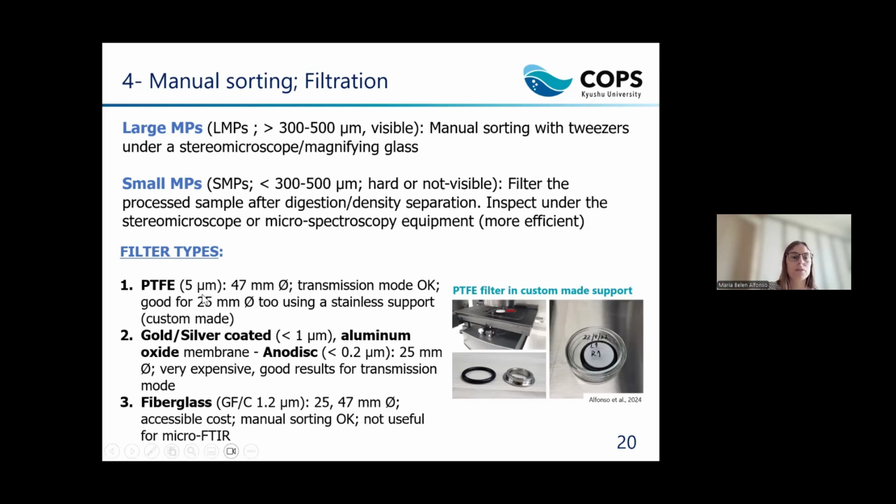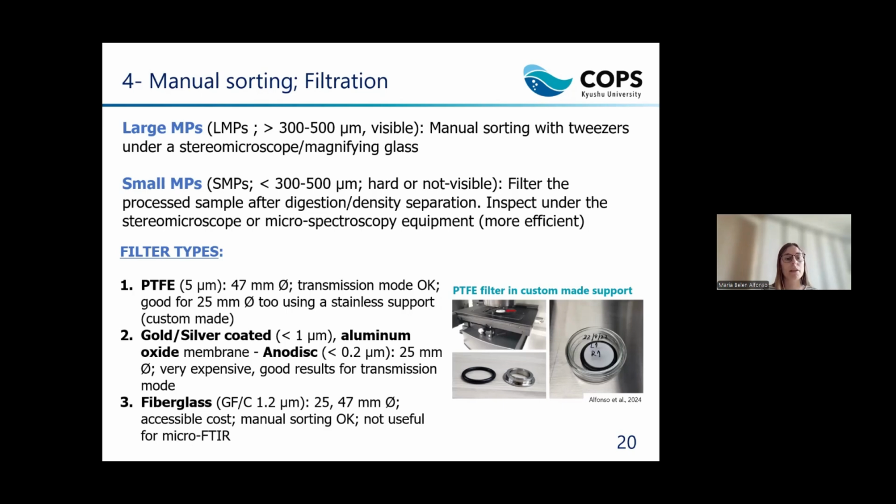And if you want to reduce the area of your sample, you can also use some stainless steel support, which is custom made, and we can share the details about the device in the picture on the right later with you if you're interested. Also, you can use gold or silver coated filters or aluminum oxide membranes like Anodisc, which are highly expensive. Maybe it's hard to get in the market, not so easy, not so accessible. But you will get very good results for the transmission mode to use in micro-FTIRs with no problems.